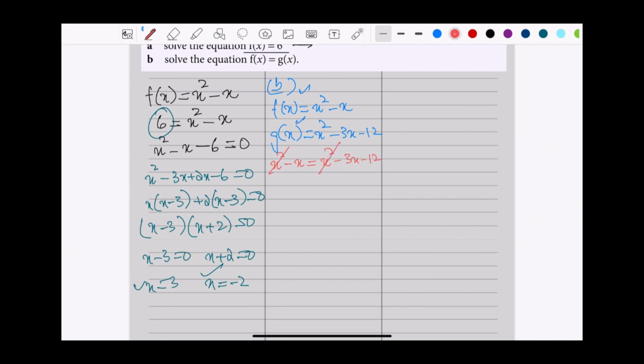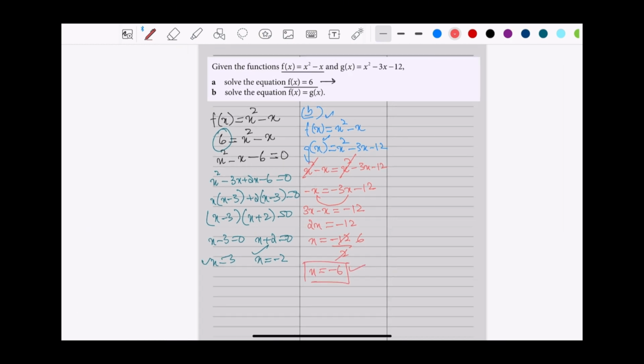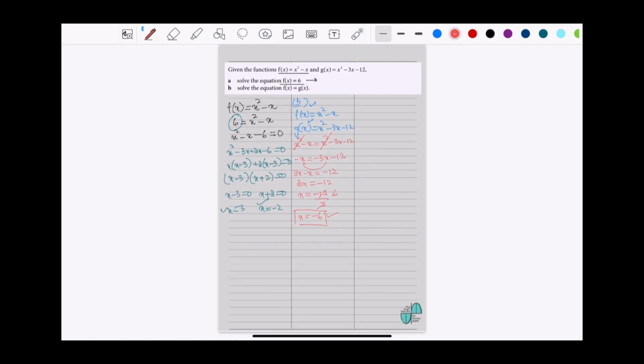And hence these two x squared terms cancel out. Negative x is equal to negative 3x minus 12. So adding positive 3x to both sides becomes 3x minus x is equal to minus 12. 2x is equal to negative 12, and dividing both sides by 2 makes x equal to negative 6. So when the value of x is negative 6, both the functions will be equal to each other.